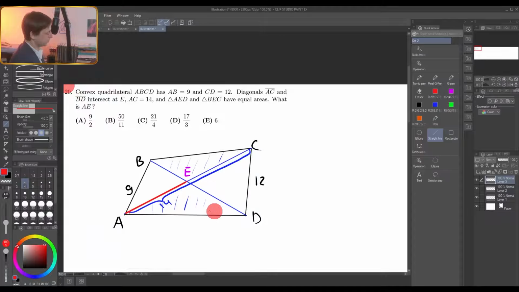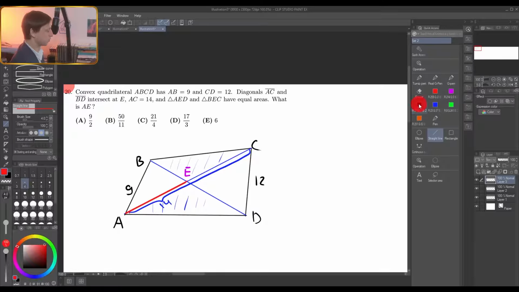So if the area of this one is equal to the area of this one, then the altitude from A to CD, this perpendicular, is equal to the perpendicular from B to CD, because CD is the common side of these two triangles, and equal areas means that this perpendicular has to be equal to this one. And if these two perpendiculars are equal, it means that CD is parallel to AB, and this is it.